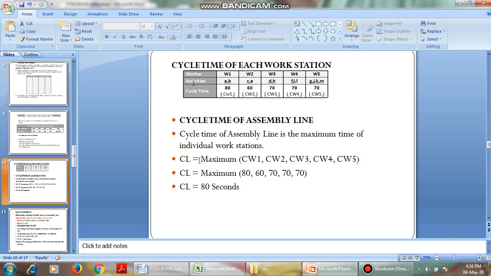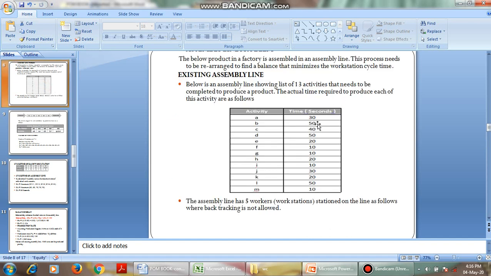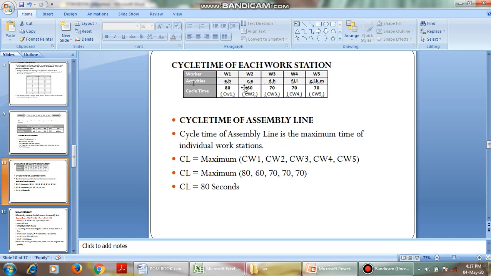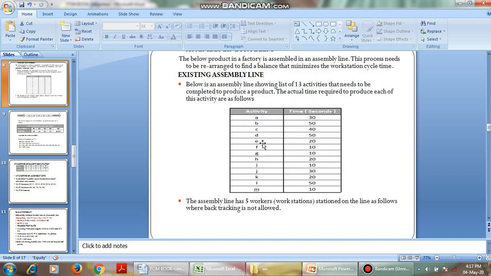The maximum cycle time is for workstation 1, with activities A and B, which is 80. A is 30, B is 50, 30 plus 50 is 80. At workstation 2, there are two activities occurring, activity C and activity E. The time taken is 40 plus 20, which gives us 60.